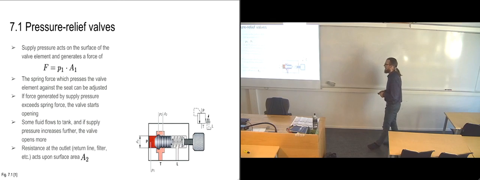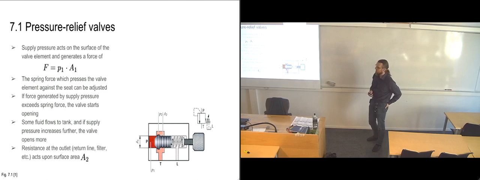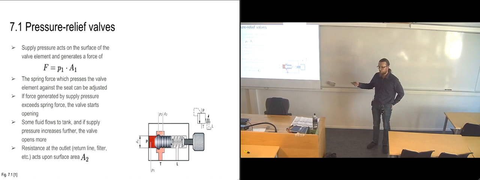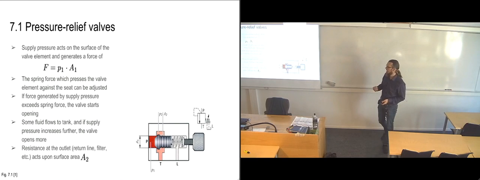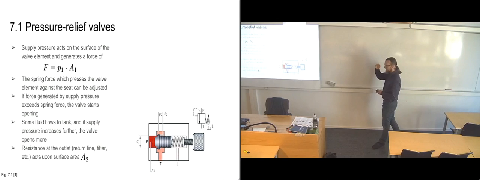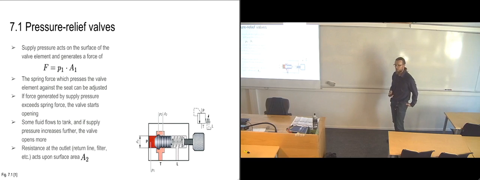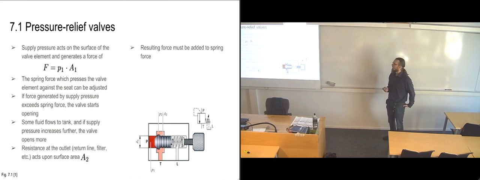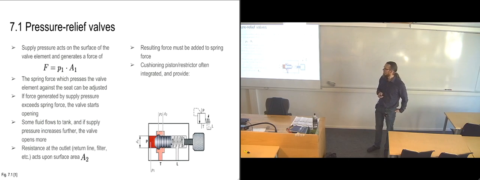So these are usually not 100% correct, so if you set them to open at 150 bars, it might be opening at 145 to 155. You're not quite sure always. So it depends a bit on what kind of valve it is. So usually it's something that you start running tests with, where you hook up a pressure gauge before the valve, and then you run the system, and then you adjust the knob until you see that it's opening at the correct pressure. But it might be opening at slightly different pressures, depending on a lot of factors, basically. So temperatures and everything can have something to say here. So yeah, we get that force added to the spring force.